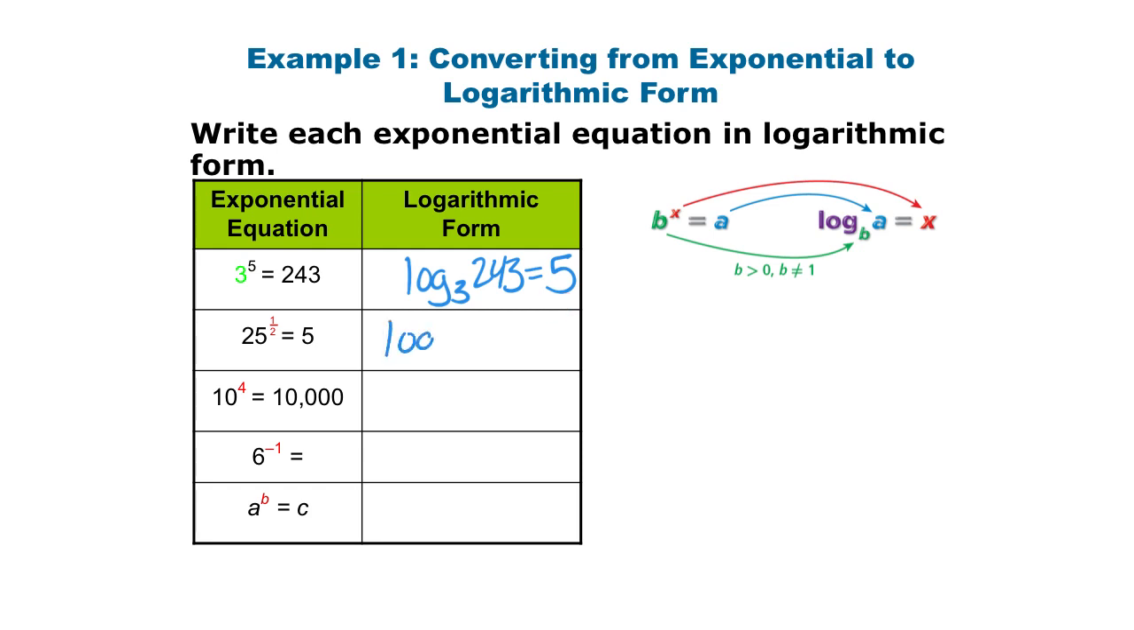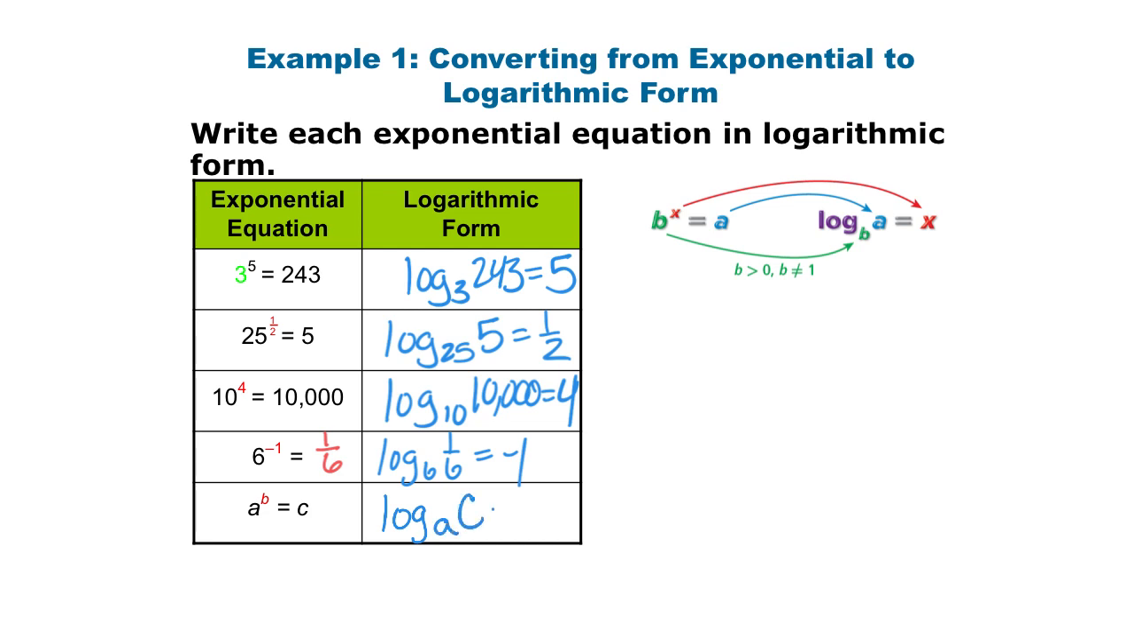This next one is going to be log base 25 of 5 equals 1/2. The next one's going to be log base 10 of 10,000 equals 4. The next one should be log base 6 of 1/6 equals -1. If this 1/6 doesn't show up on your notes, just add it in there. And then the last one is going to be log base a of c equals b. That's not the same letters as they use up here. They're just trying to make sure you understand where all those pieces go in a logarithm.